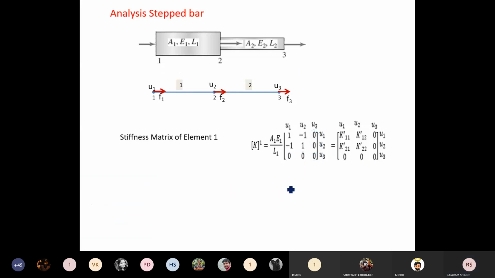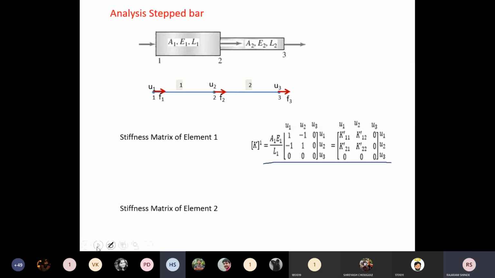Now what I will do, I will assume this A1 E1 by L1 equal to K11, or we can say K11, K12, K21, K22, and I am using 1 dash here. This is the stiffness matrix for your element number 1. Every time it is not necessary to write this third column. You can write only 2 columns. But while assembling you have to consider that third column. Now I will write the stiffness matrix for element number 2.